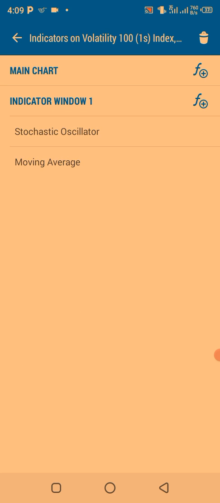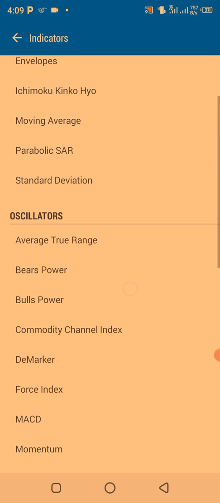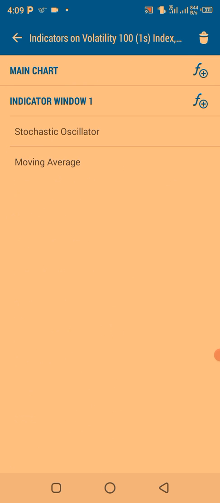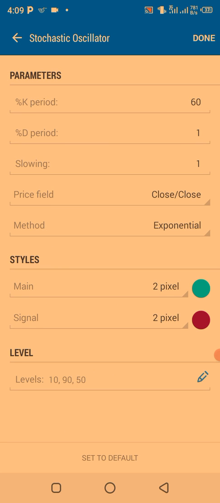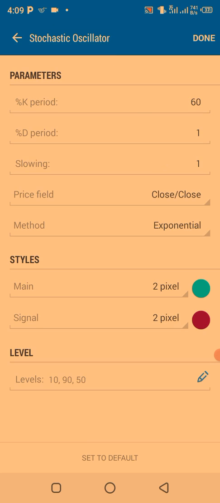Go to F and click on the main chart. Go to Statistics, you will see Stochastic, and you add it, please. Let me click on that stochastic. You see the K period is 60, the D period is 1, slowing is 1, price field is close. Method is exponential, and those colors. The levels should be level 10 and 90. Forget every other level. Level 10 and 90 should be the levels.